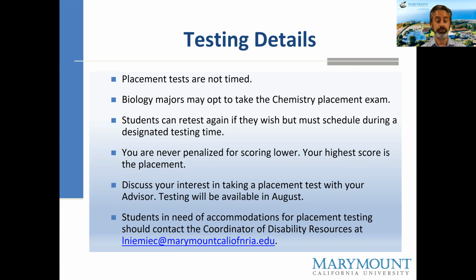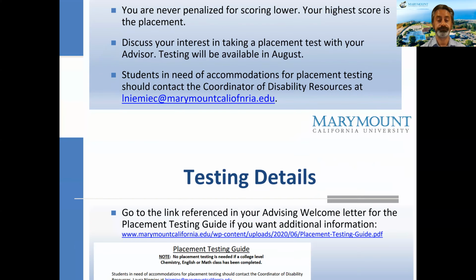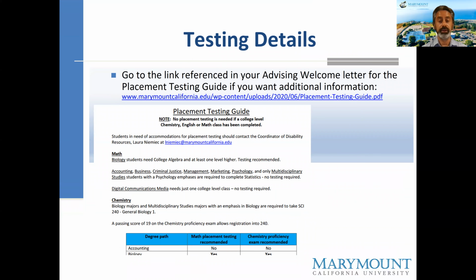If you need to take a placement exam, if you're interested in that, make sure to talk with your academic advisor about it. Again, if you've already completed your English and math requirements, it most likely won't be necessary. If you're a freshman, that is certainly one thing that you will need to do. And it's coordinated through our coordinator of disability resources. Additionally, in the advising welcome letter, there's a link for more information on the placement test. So be sure to take a look at that.